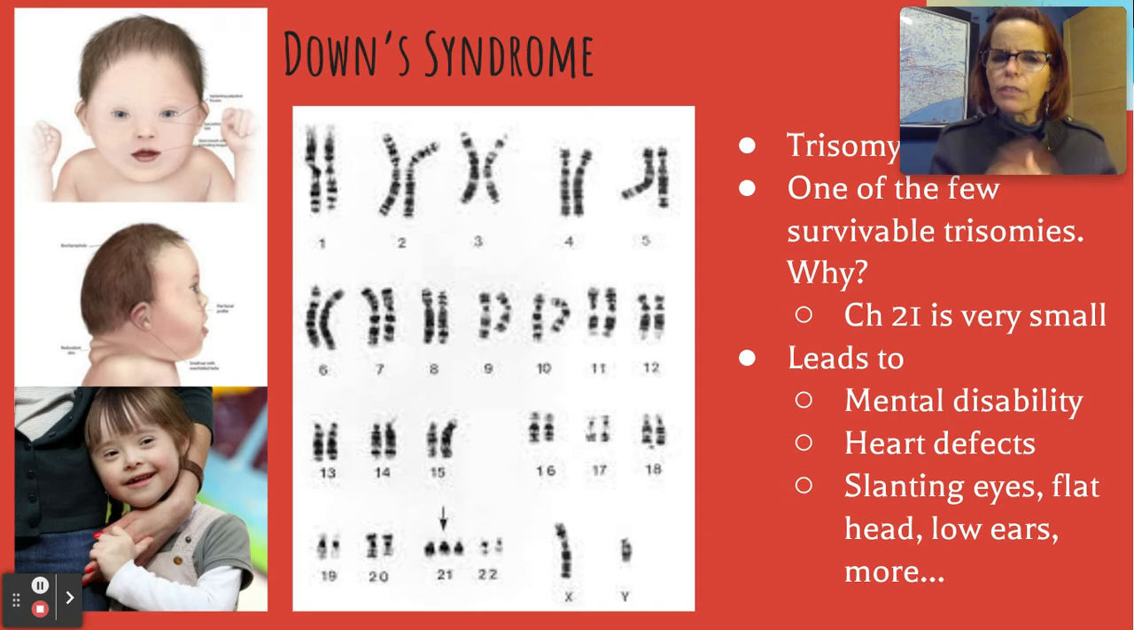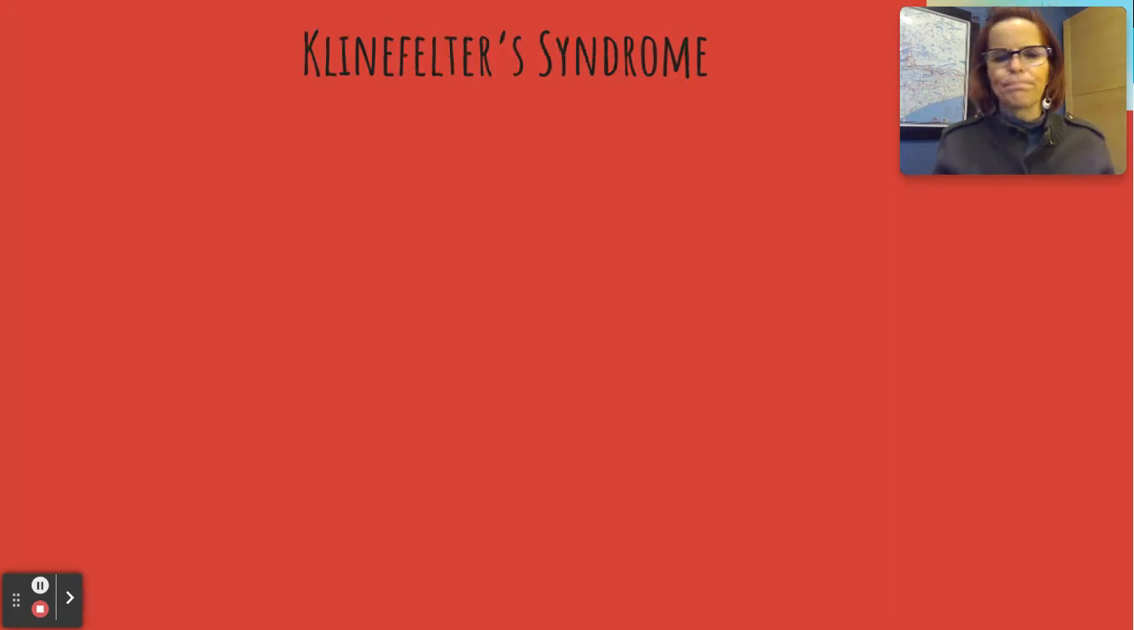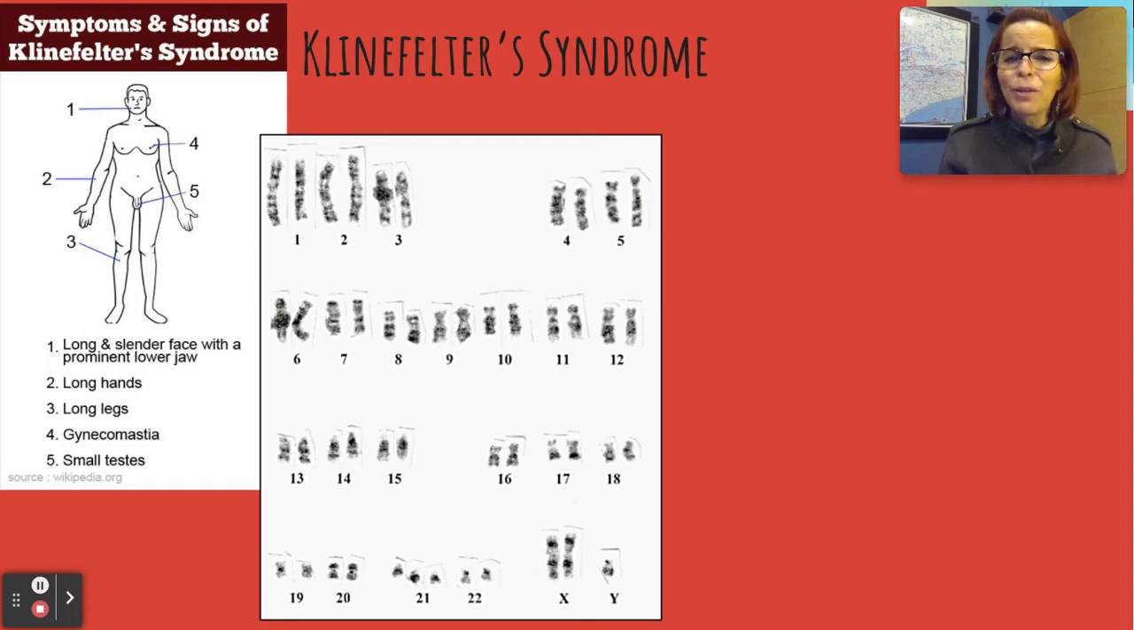So their hands look different than other people's hands. Those are all symptoms in that case of Down syndrome. Right, the next one that we want you to know about is called Klinefelter Syndrome.